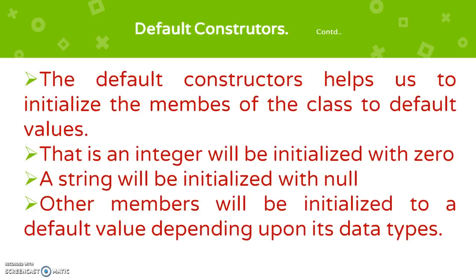Coming to the second type of constructors, before that, the default constructors help us to initialize the members of the class to default values. That is, an integer will be initialized with a 0, a string will be initialized with a null, and other members will be initialized to a default value depending upon its data types, whether it is a float, whether it is a string, whether it is a long, whatever. Depending upon the data type, a value will be initialized with the default constructors.